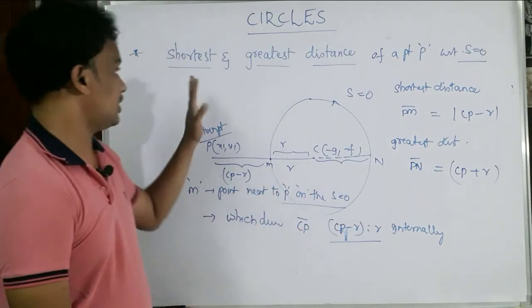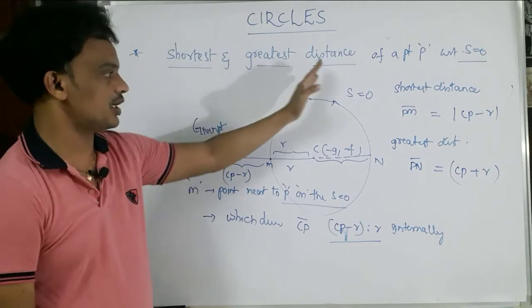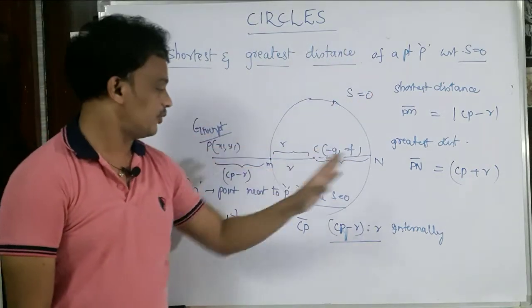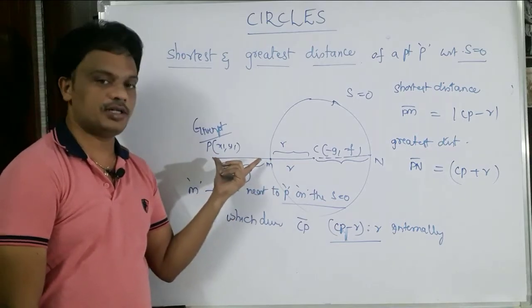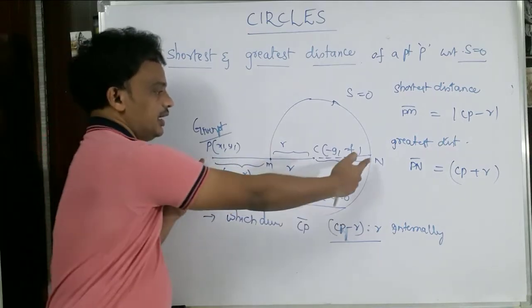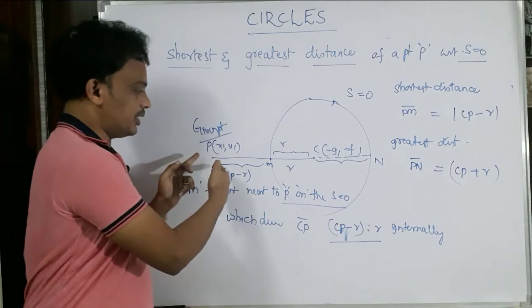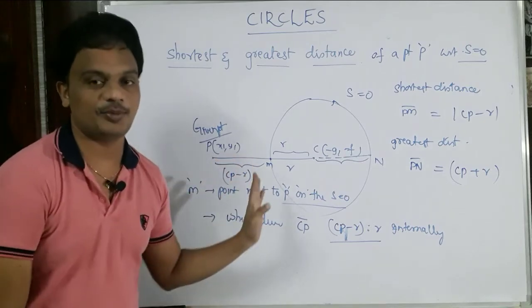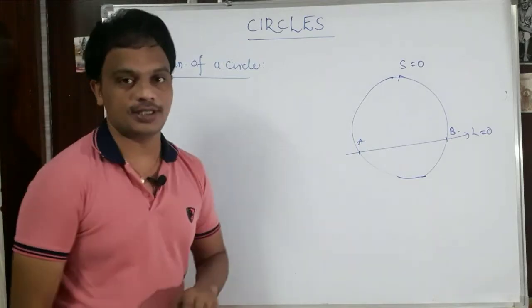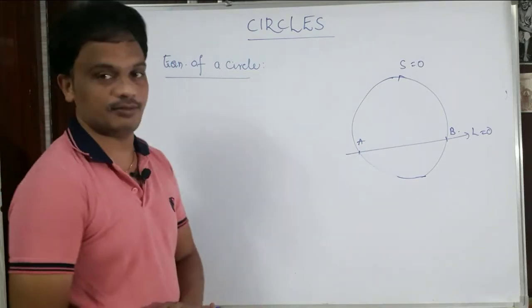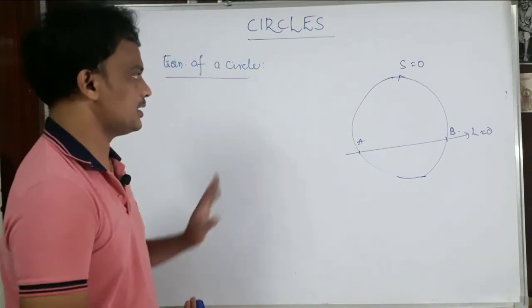Okay, very important concepts: the greatest distance and shortest distance of a point, and finding the point on the circle which is nearer to the given point, and the one which is at the greatest distance from the given point. Come on, make a note. Yes, now we are going to discuss the equation of a circle. Let us see those.